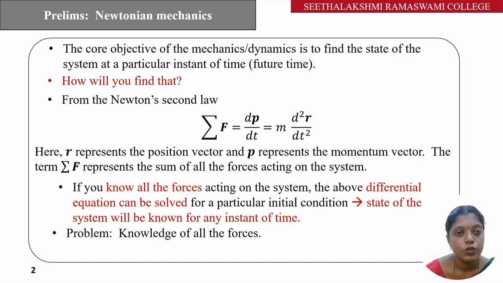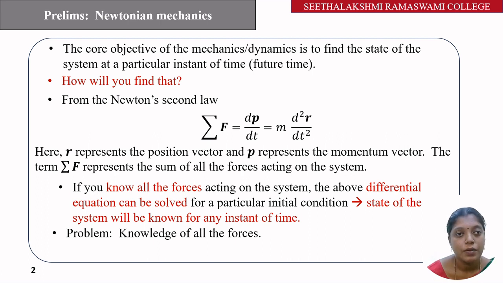Let us now review the Newtonian mechanics. The core objective of mechanics or dynamics or even physics is to understand the state of the system after a particular instant of time or future time. For example, the system may be a satellite or a planet. If you consider a satellite, after 1 hour, where would that satellite be? After 2 hours, where would the satellite be and at what velocity is it moving? These things can be calculated or predicted using mathematical models.